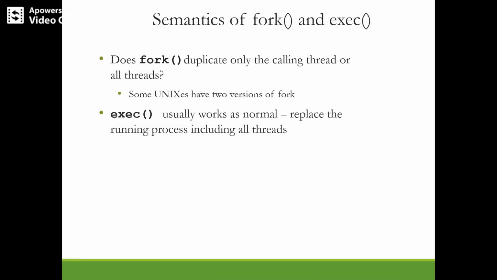Okay, let's see the semantics of the fork and exit system calls. In a multi-threaded program, the semantics of the fork and exit system calls change drastically. In the Unix operating system, there are two versions of the fork call: the fork call may duplicate all the threads, or in the second option, only the thread which called fork is duplicated. Based on the application, the system uses the appropriate fork system call.